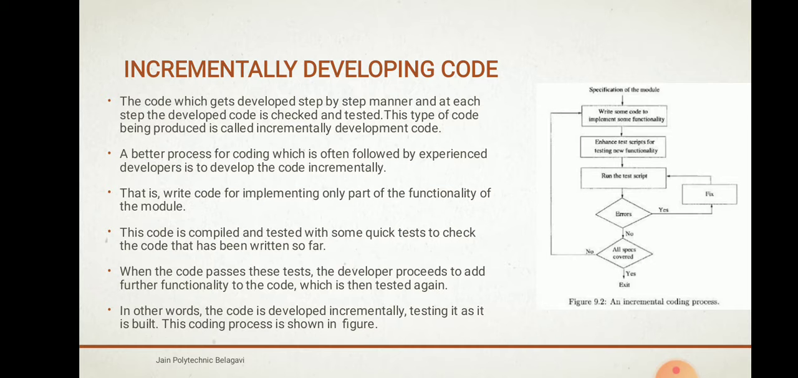So when the code passes these tests, the developer proceeds to add further functionality to the code, which is again tested. So in other words, the code is developed incrementally, testing as it is built. So the coding process is as shown in the figure.